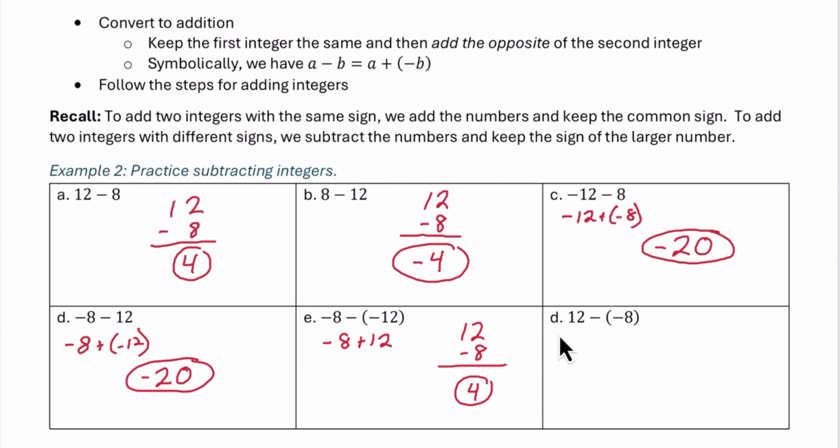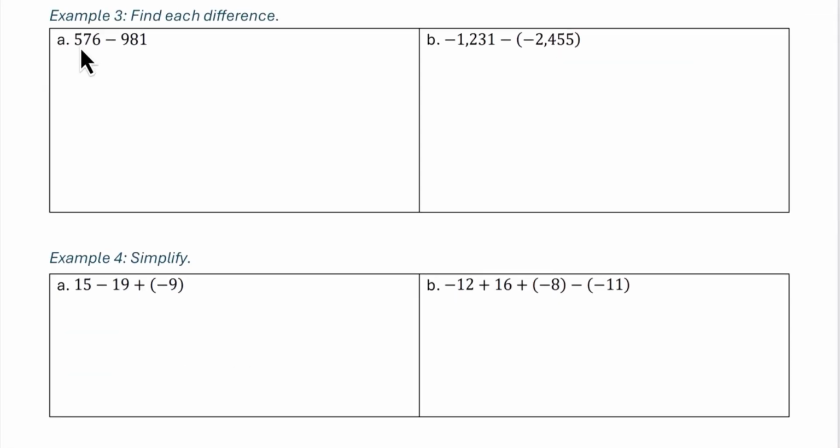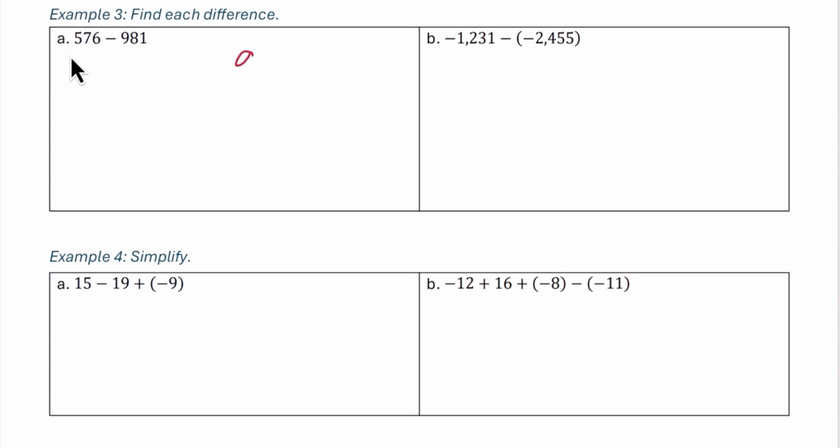In example D, again, we have the double negative. We can think of that as 12 plus 8, which is 20. Up next, we have 576 minus 981. That's a smaller number minus a bigger number.